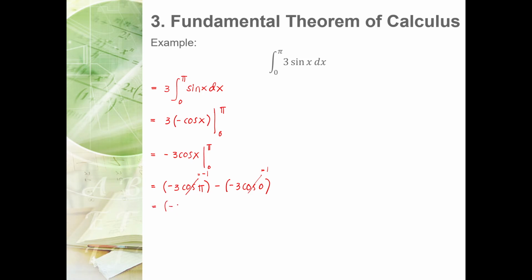So we have negative 3 times negative 1 minus negative 3 times 1. So you have 3, and then minus negative 3. So we have 3 plus 3. So the answer is 6. So that's the final answer.